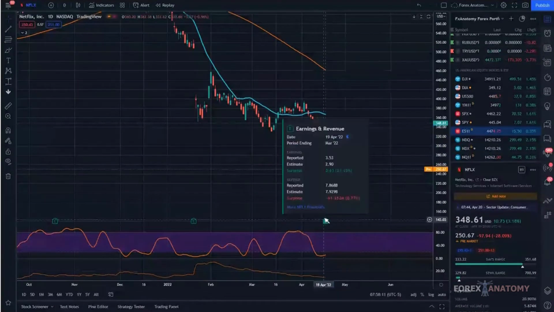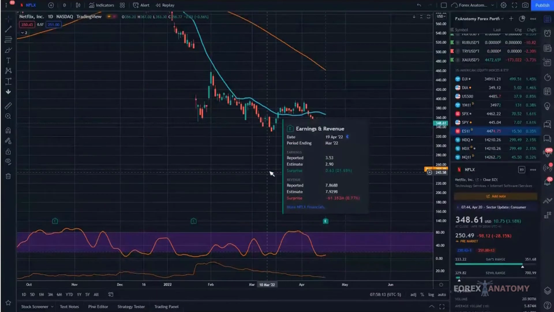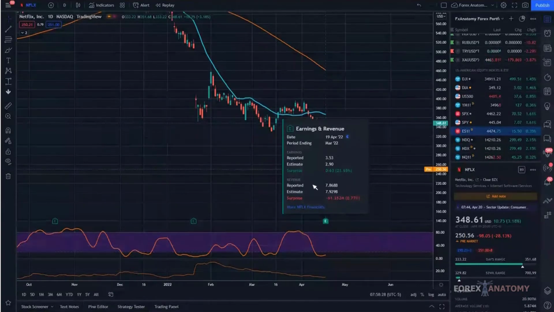So let's just pull up here. We can see that based on their earnings report, the top line data came out well with earnings per share. It came out at $3.53 when the estimate was for $2.90. So it performed fairly well on the top line, but the bottom line data with revenue, that's where we saw that underperformance. It fell short of its estimate by $61.352 million, and this is what actually helped to place pressure on it. So it's the combination of loss of subscribers.